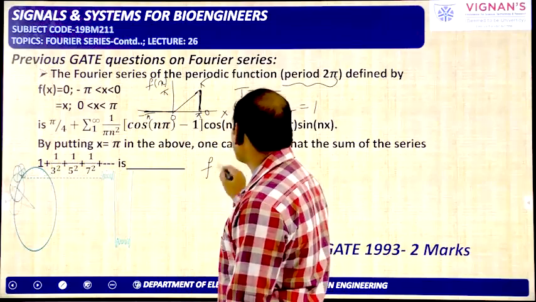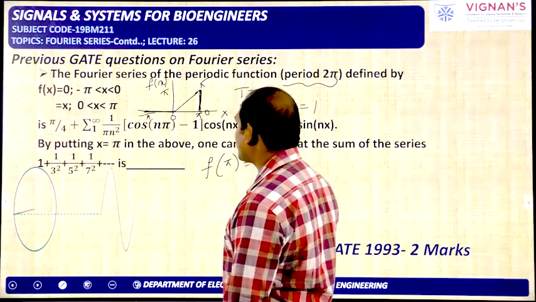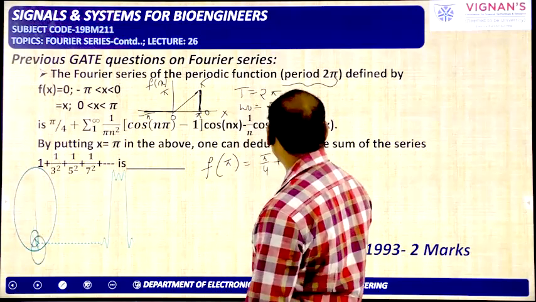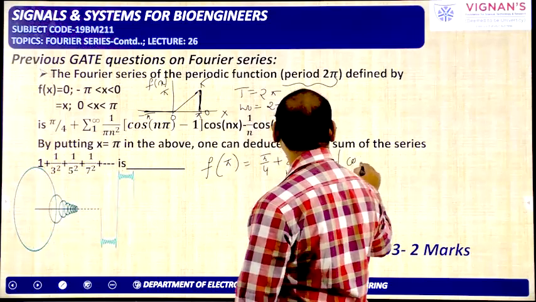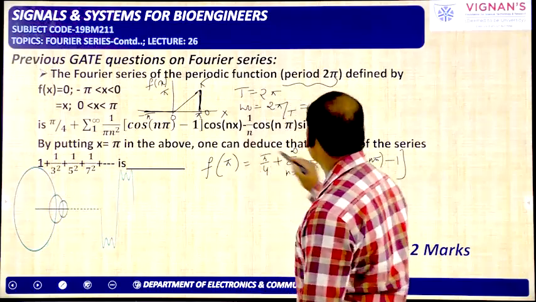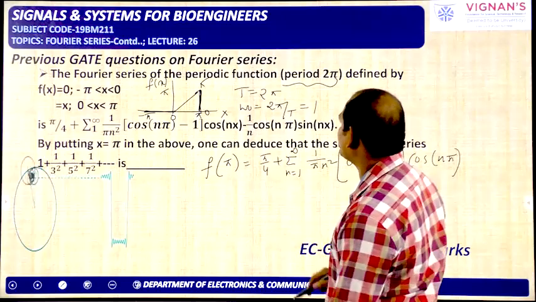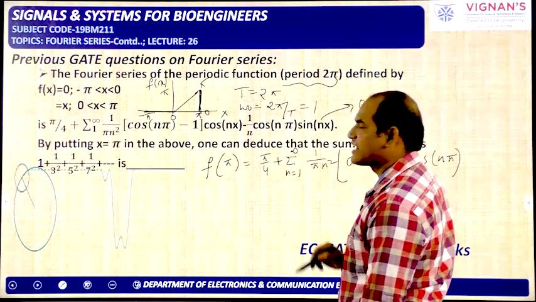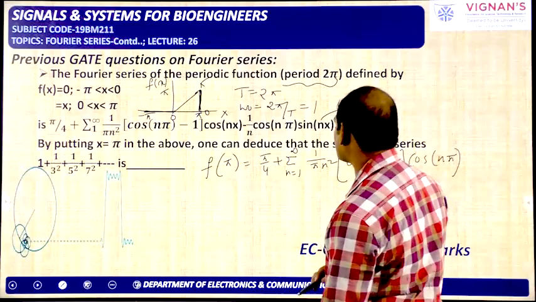So f of pi is equal to pi by 4 plus sigma n is changing from 1 to infinity, 1 by pi n square into cos n pi minus 1 cos n pi. x is equal to pi, I am substituting, minus 1 by n cos n pi sin n pi. Sin n pi is 0, okay, for all values of n, sin n pi is 0. 0 into this entire thing is 0. So up to here I have substituted.